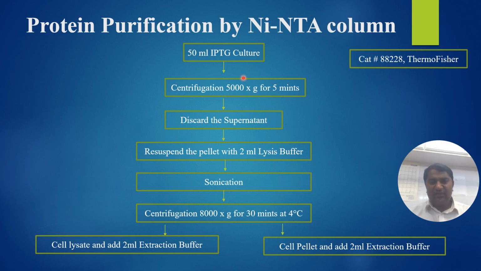So this is the brief method of how to do the purification of the protein. First of all, you need a 50 ml culture, which is induced with the help of IPTG, and then you do centrifugation at 5000 G for 5 minutes. Discard the supernatant, then resuspend the pellet with 2 ml lysis buffer, then sonication, and after the sonication you do centrifugation at 8000 G for 30 minutes at 4 degrees centigrade. Then you get two tubes: one is the cell lysate, and add 2 ml extraction buffer; the other is the cell pellet, and add 2 ml of the extraction buffer.